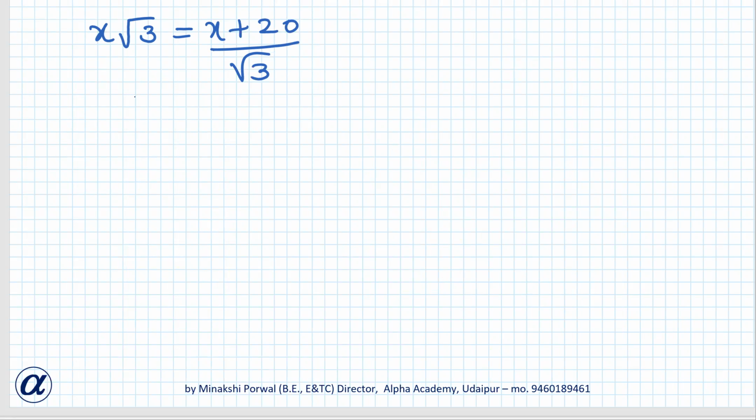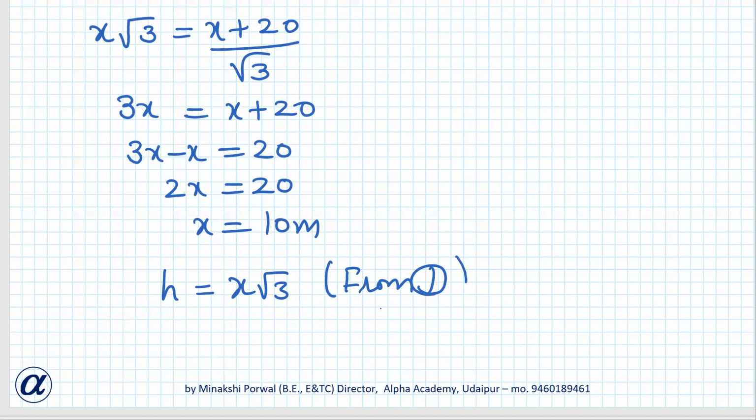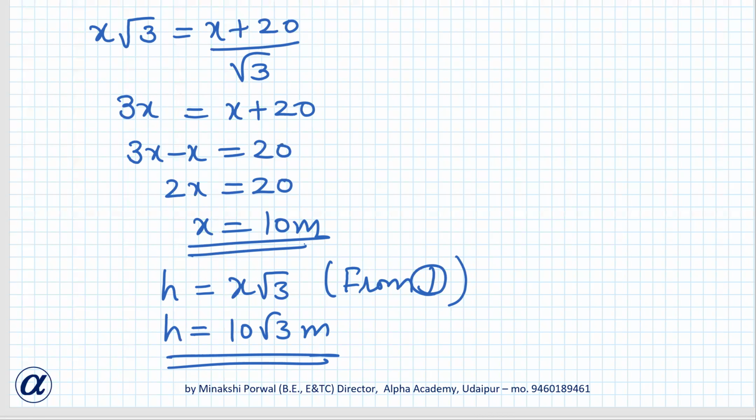So this gives 3x equals X plus 20. 3x minus X equals 20, or 2x equals 20. X equals 10 meters. So X was the width of the canal, that is 10 meters. We have to find the height of the tower. Height of the tower from equation 1 is X√3, so H equals 10√3. This is the height of the tower, and this is the width of the canal.